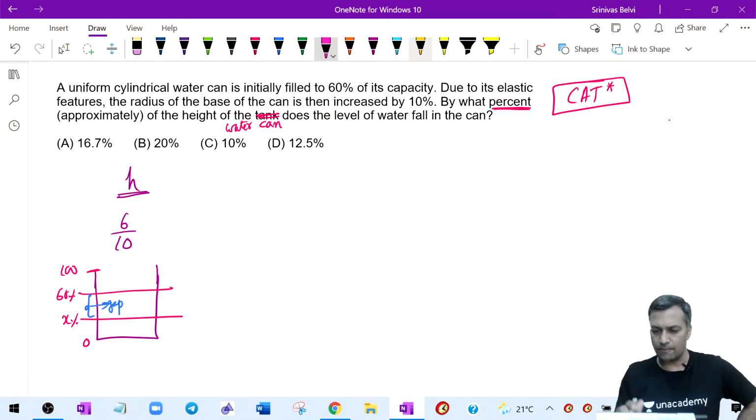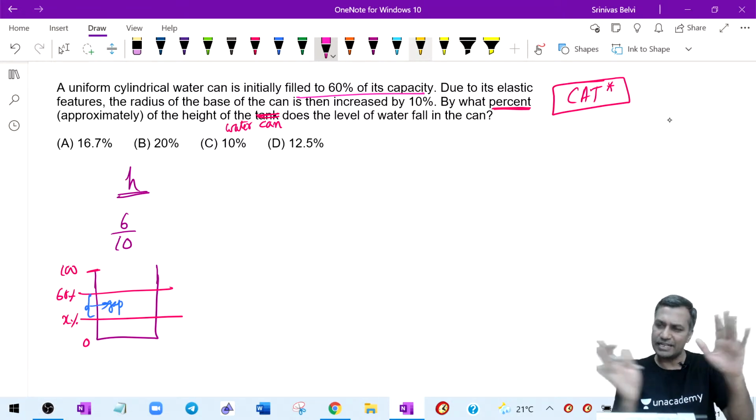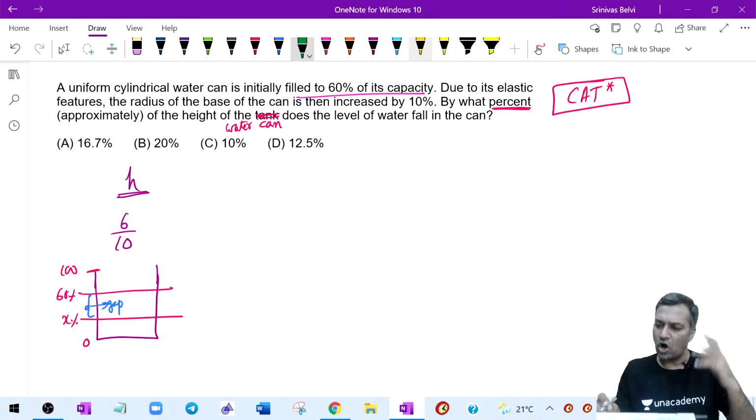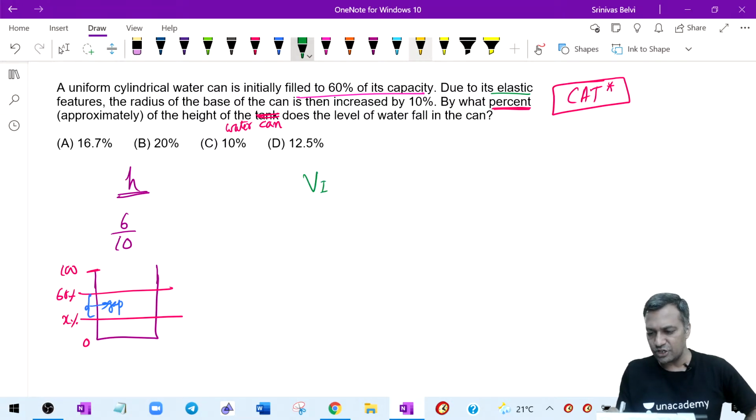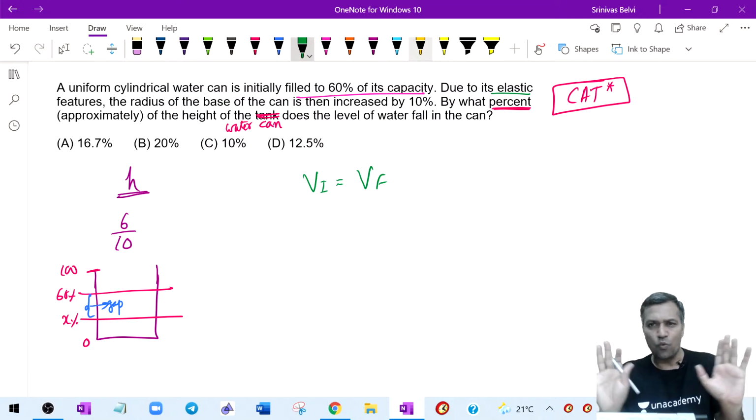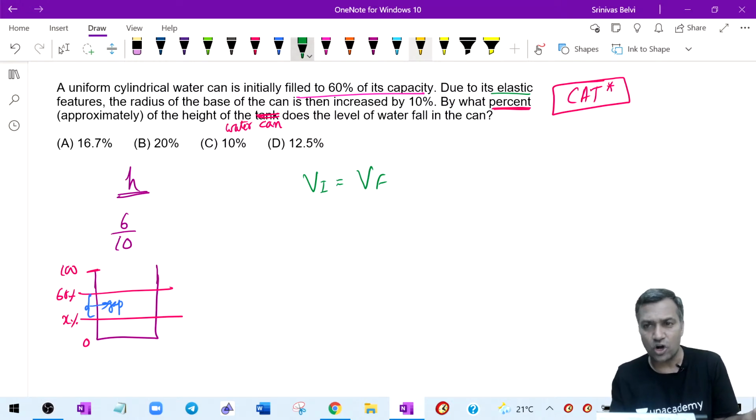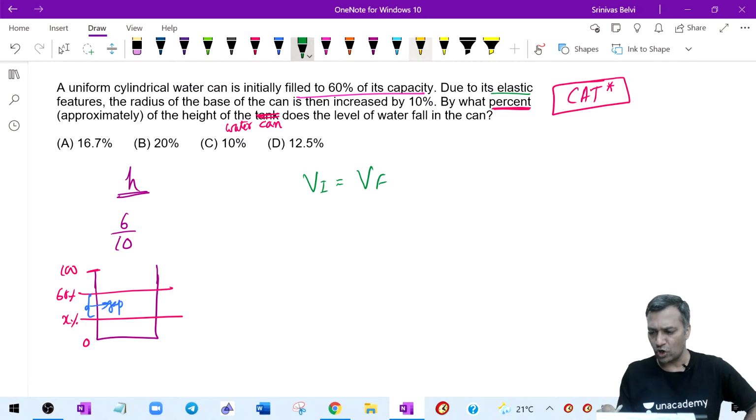Fair enough. Let's first come to this. Leave this initial 60%. That's a multiplier; two multipliers will come into the picture. Leave that multiplier for the time being. All you have to do is go with the understanding that due to the elastic nature, what remains the same? Volume initially is equal to volume finally. Whatever the volume was does not change. Volume is constant.